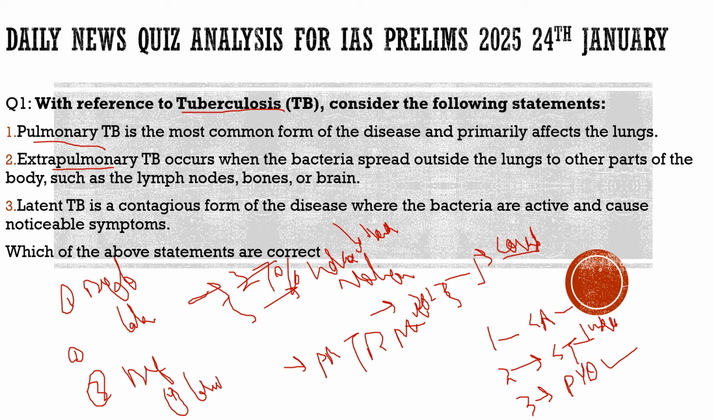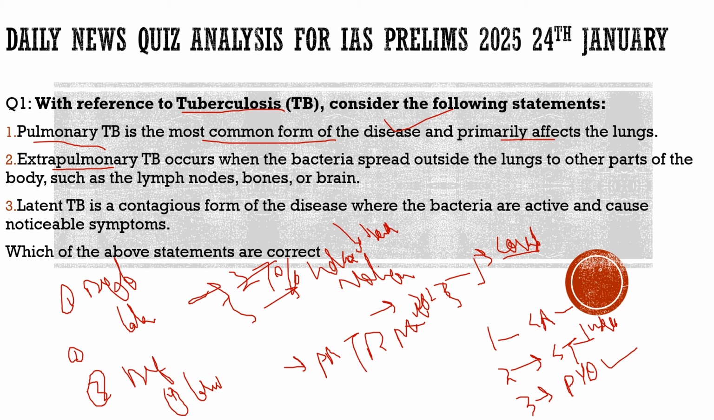Now through this question we will understand more about it. So let us see what the question says here, and let's answer it. The question says, with reference to tuberculosis, consider the following statements. First statement: pulmonary TB is the most common form of the disease and primarily affects the lungs. 100%, it is the most common form of tuberculosis, and it primarily affects the lungs. So nothing wrong with this statement.